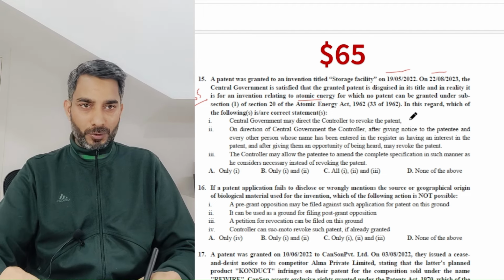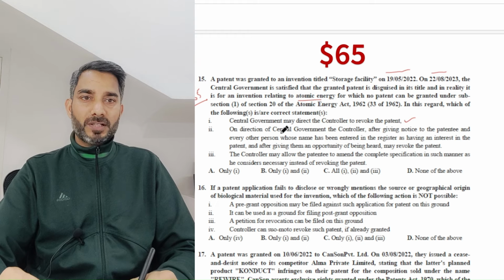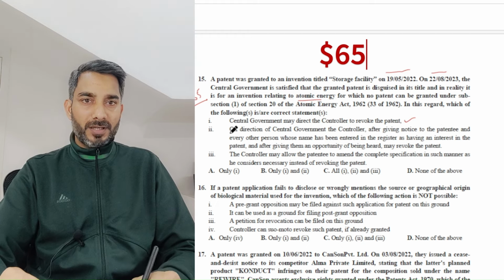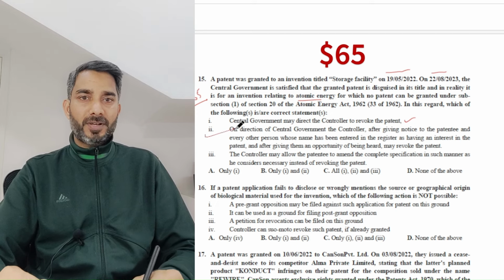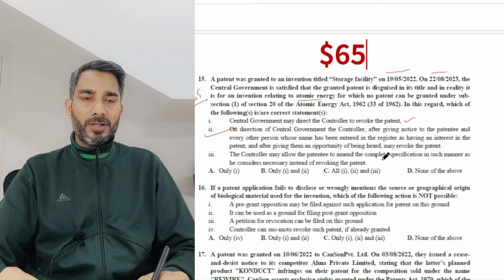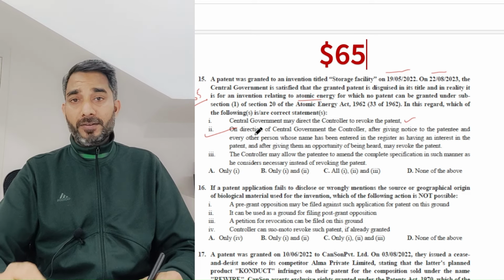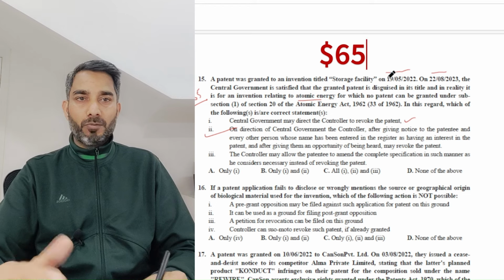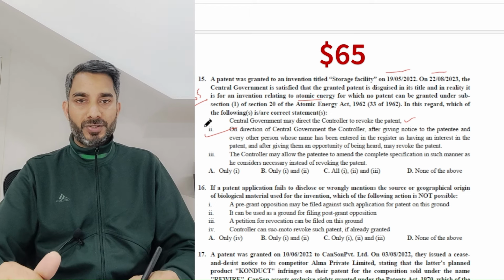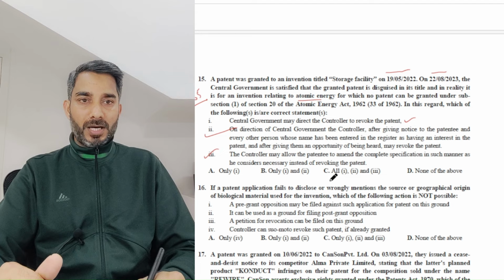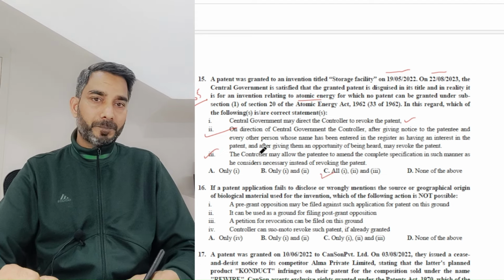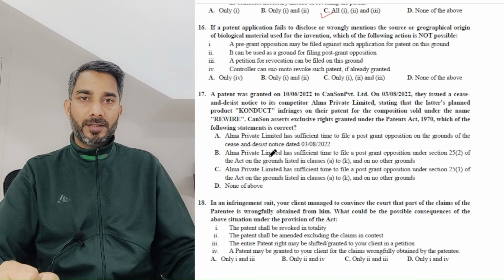Central government may direct the controller to revoke the patent. Yes. On direction of the central government, the controller, after giving notice to the patentee and every other person whose name has been heard, and after giving them opportunity to be heard, yes, this is all perfect. The controller may allow the patentee to amend the complete specification in such a manner as may be considered necessary instead of revoking, so controller can avoid revoking it if the applicant can amend the application to avoid anything related to atomic energy. So 3 is also correct. So our option all 1, 2, 3, 15, C is the answer. Let's move to the next one.